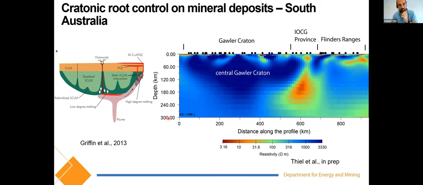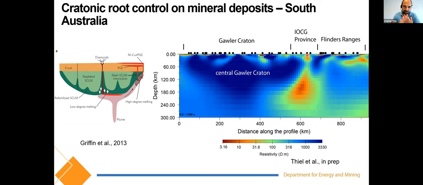This is a cross section directly out of the 3DMT model. You see the resistive central Gawler Craton that goes down from the LAB depth. We know this is about 180, 200, 220 kilometers depth. It's very resistive. There are some conductors in the upper crust, but really the remarkable, entire lithospheric footprint of perhaps this mineral system is that you see this metasomatized mantle here during the Proterozoic, and it does come up to the surface along the margin of the Gawler Craton up into the IOCG deposit province, where you have Olympic Dam, Carrapateena, and a lot of the other IOCG deposits.